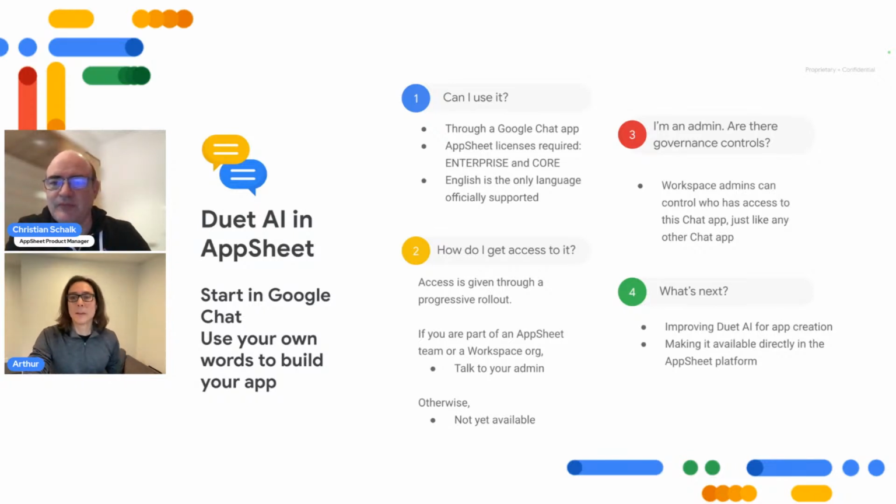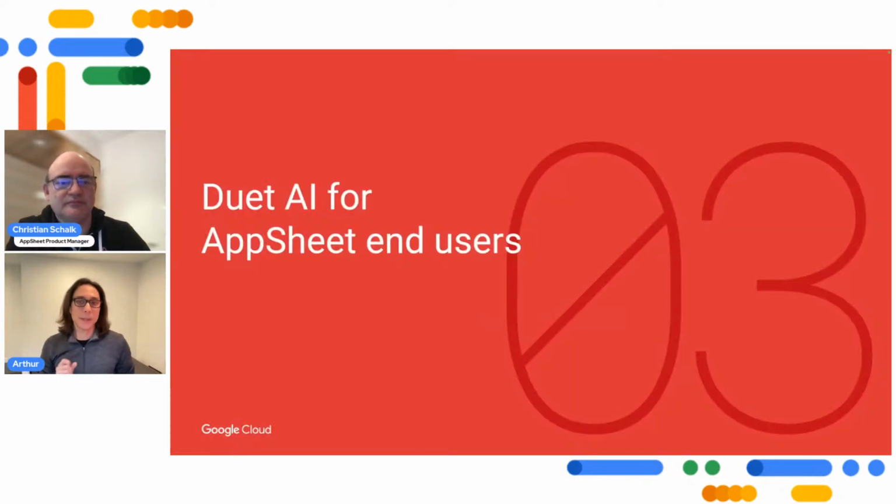Cool. All right, let's move on now to Duet AI for AppSheet end users. That's the second section, the second type of Duet AI that we offer in AppSheet, specifically in the apps. Because as much as all of you in the community are app creators, you want to enable your end users, and you could be part of them. You probably want to reap the benefits that AI can bring to AppSheet. So what does it look like?